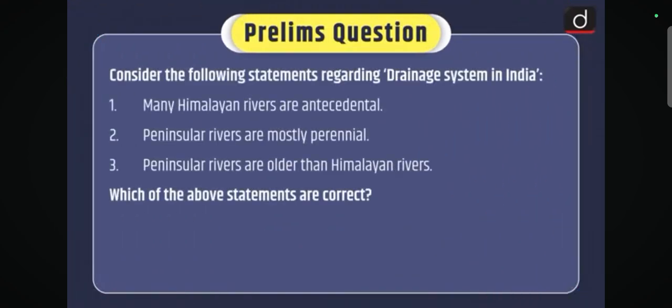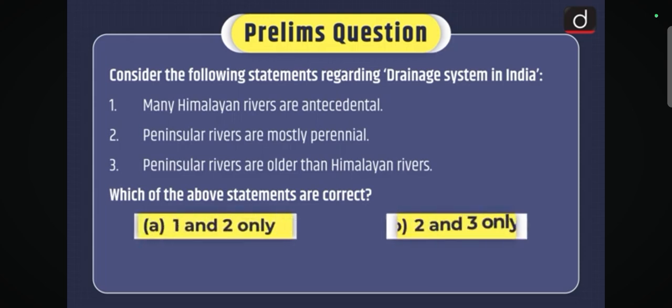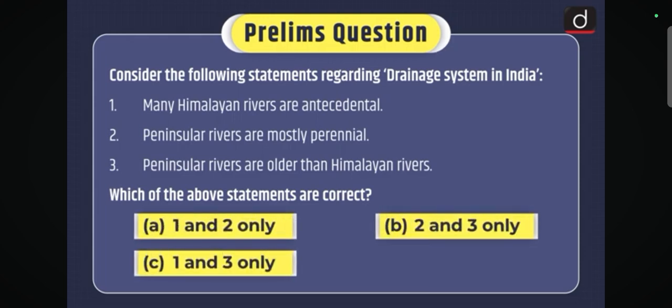Now it's time for the practice questions. First of all, prelims question. Consider the following statements regarding drainage system in India. 1. Many Himalayan rivers are antecedent. 2. Peninsular rivers are mostly perennial. 3. Peninsular rivers are older than Himalayan rivers. Which of the above statements are correct? 1 and 2 only, 2 and 3 only, 1 and 3 only, or 1, 2 and 3?